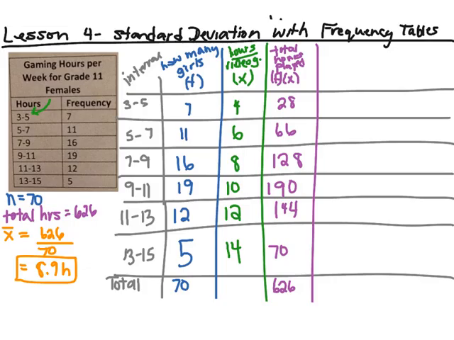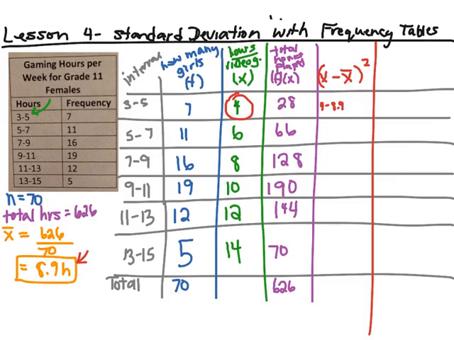Now we're going to find the data minus the average, squared. The way that we get that is we take the hours played of video games, subtracted from the mean. So for this one we have 4 minus 8.9 squared, and you should get negative 4.9 squared.